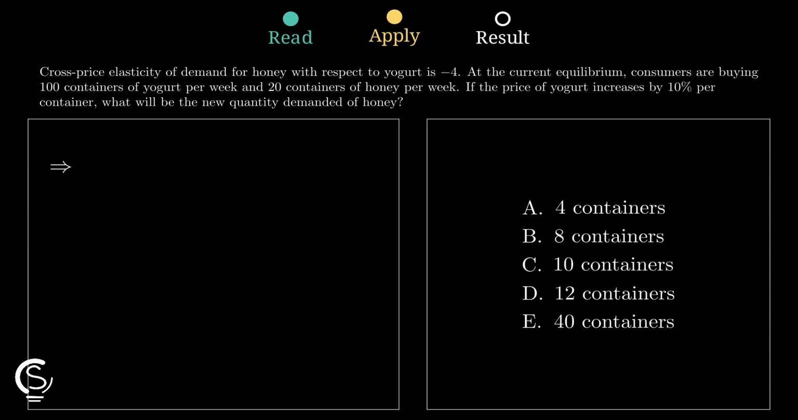We know the elasticity is -4 and the price of yogurt increases by 10%. Multiplying these gives a 40% decrease in the quantity of honey demanded. Keep going.